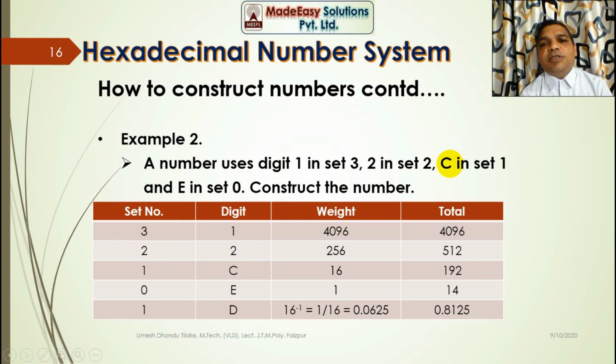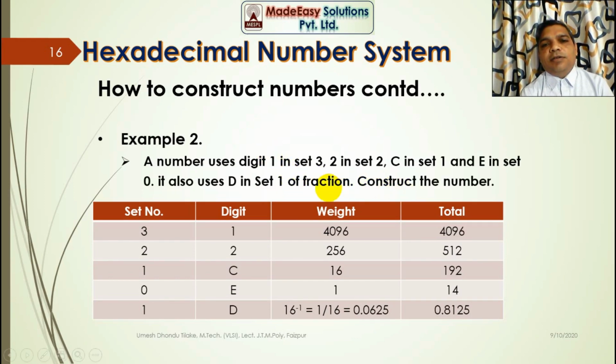Then this uses digit C in set 1. So I have placed digit C in set 1. It uses digit E in set 0. So I have placed digit E in set 0. Okay, I have missed the statement. So let's edit it. Okay, I have edited it. It also uses D in set 1 of a fraction. So construct the number. So I have used D over here in a fraction, that is set number 1.